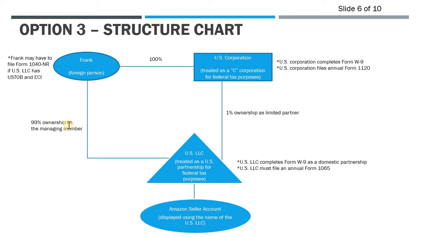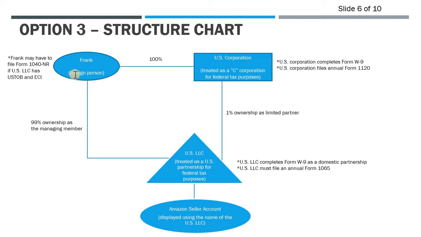The idea here is we want to create a two-person structure for this LLC. So Frank owns, let's say 99% as the managing member, and the U.S. corporation comes in. It can own just 1%. It doesn't have to be 50-50. It doesn't have to be 90-10. What we need to do is create a separate entity that's regarded that comes in as a second owner, and that's what creates this partnership structure.